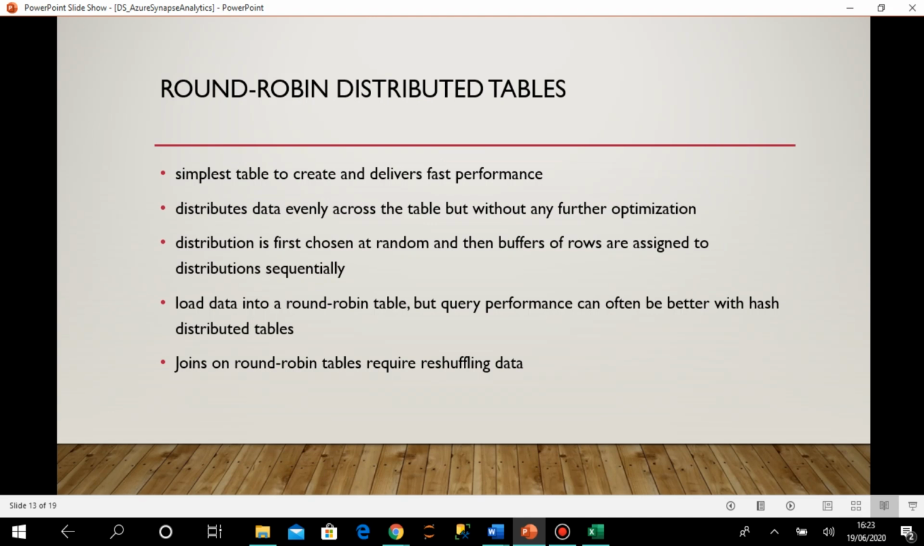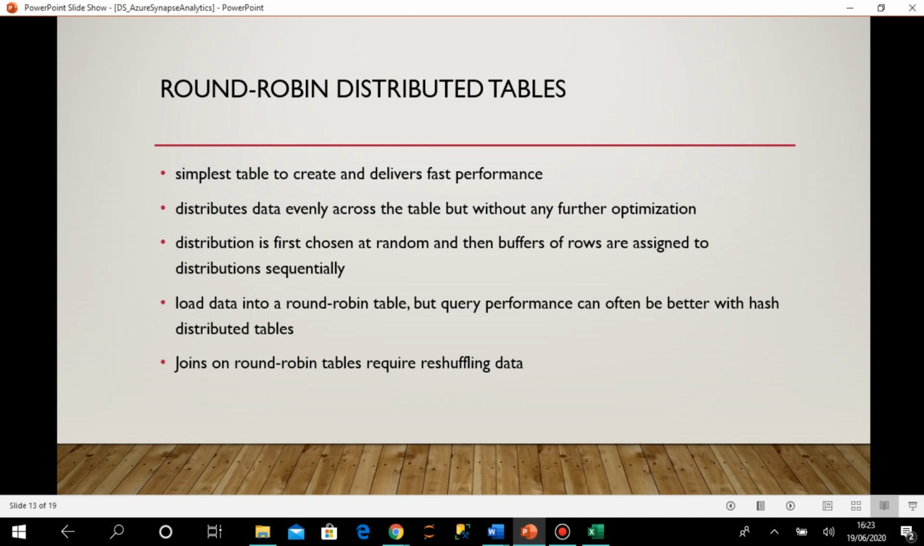And now there is another technique, called round robin. It is the simplest table to create and delivers fast performance. It distributes data evenly across the table but without any further optimization. Suppose I have 60 records in the table, and there are 10 distributions, so I just take 6 rows and give each distribution an equal share. It's just one by one, round robin. So 1 2 3 4 5 6, then 1 2 3 4 5 6, like that I can give them numbers and divide them into different distributions.